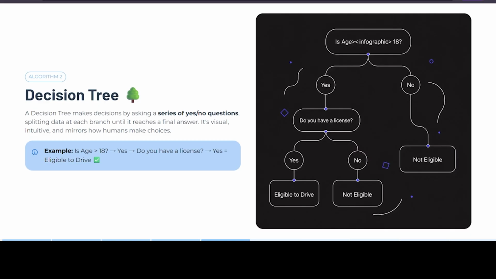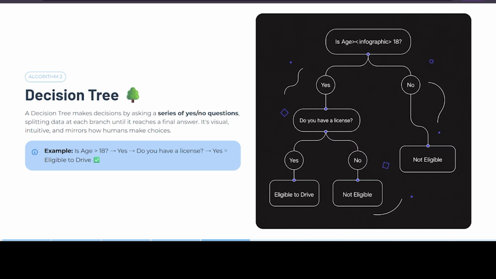If no, the next question will be, do you have fuel? If yes, go for a ride. If no, you have to fill the petrol first. See how we reach a decision by asking small questions. That's exactly how a decision tree works. It keeps asking simple yes or no questions until it reaches the final answer. That's why decision trees are very easy to understand as well as easy to explain.